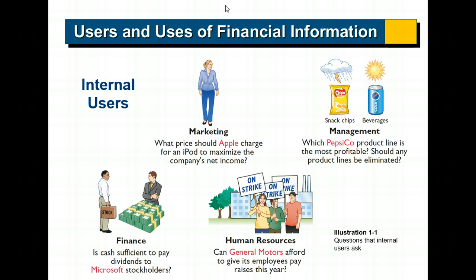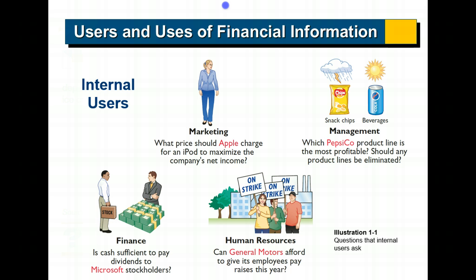Human resources, can General Motors afford to give its employees pay raises this year? So internal users, which are mainly users within the organization, use that information for financial purposes in a different way than external users are going to use it. They're using that information to improve, to expand, to make decisions for within the business and the growth of the business.